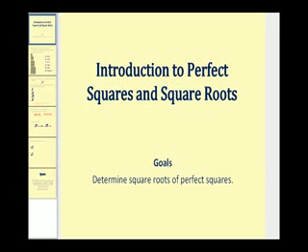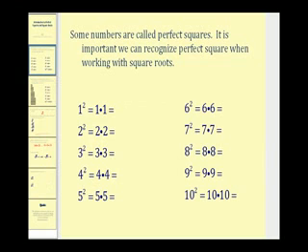Welcome to an introduction to perfect squares and square roots. In order to better understand square roots, we need to spend a little bit of time talking about special numbers called perfect squares. Perfect squares are the numbers that we obtain when we square an integer. So here we see the integers from 1 through 10, and if we square them, we get perfect squares.